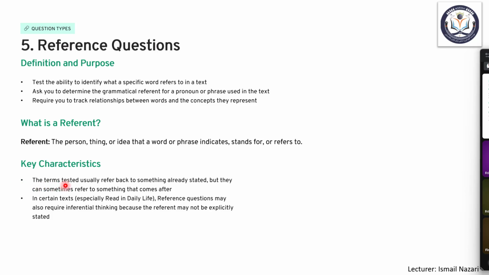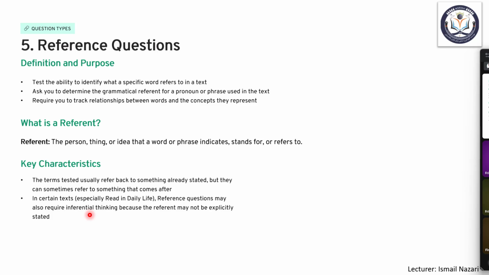Here, the terms tested usually refer back to something already stated. It means anytime we have a reference, we need to read the sentence before the referent word, before the word which is given. But they can sometimes refer to something that comes after. It's sometimes, not always. And in certain texts, especially Read in Daily Life tasks, the reference questions may also require inferential thinking.